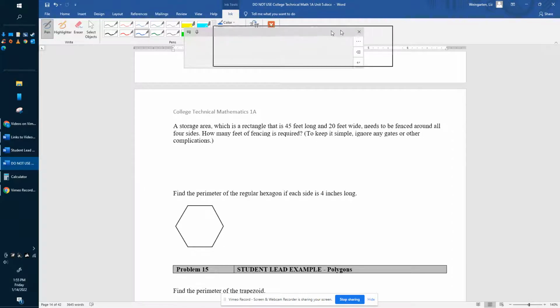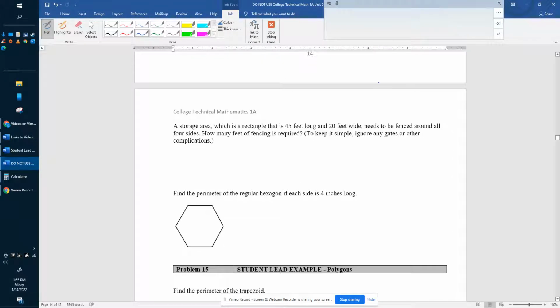Word problems. We love them. A storage area, which is a rectangle that is 45 feet long and 20 feet wide. So let's draw a picture. I'm a fan of pictures, even though I'm bad at drawing. So 45 feet long, 20 feet wide. Needs to be fenced around all 4 sides. How many feet of fencing is required?